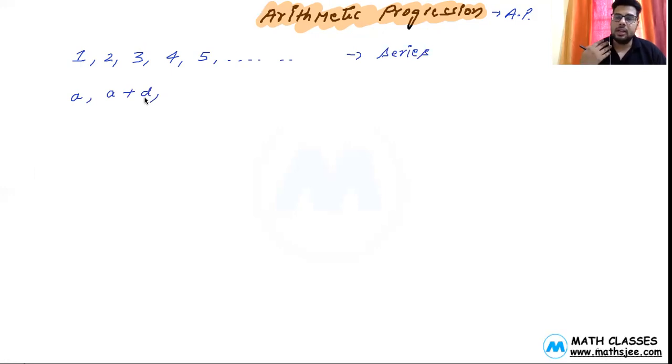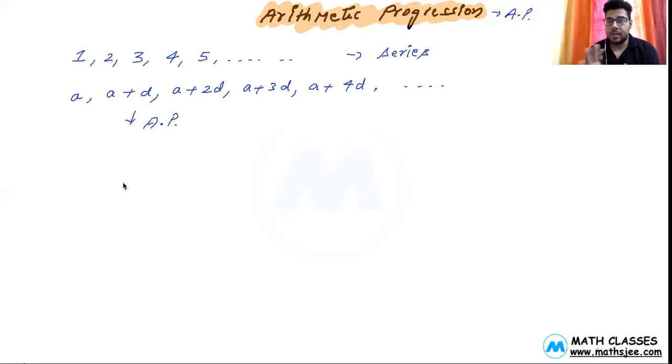So basically, if we are adding D to the first, then we'll add D to the second also. So A plus 2D. Then we'll again add D. A plus 3D. Again we'll add D. A plus 4D, and so on. So such a series is called an arithmetic progression. This is AP. Okay. So if you try to see here, what we are getting is terms: first term, second term, third term, fourth term, right? So we'll have all these terms in an arithmetic progression.